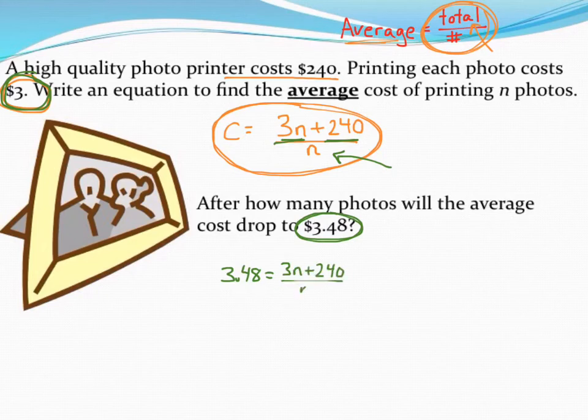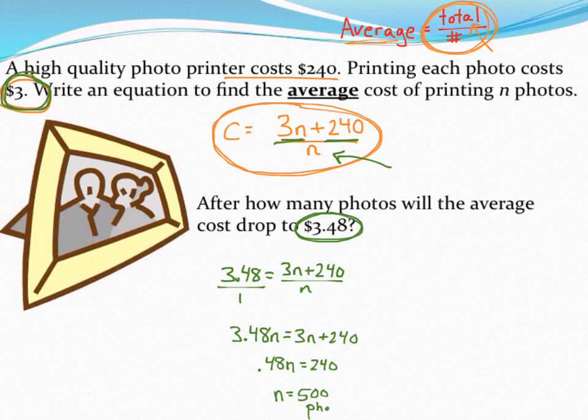And usually a great way to do this is to just put the 3.48 over 1, think of it as a proportion, and then use cross multiplication to solve. So I'd have $3.48 times n equals 3n plus 240 when I cross multiply. Getting my variables to one side then, I'd have 0.48 times n equals 240. And finishing by dividing by 0.48, I find out that if I print 500 photos, my average cost would have dropped all the way down to $3.48 per picture.